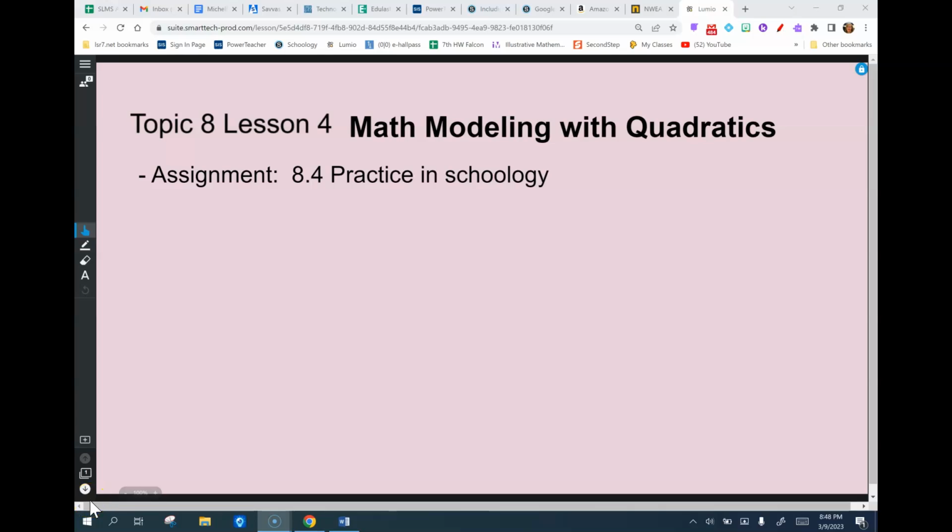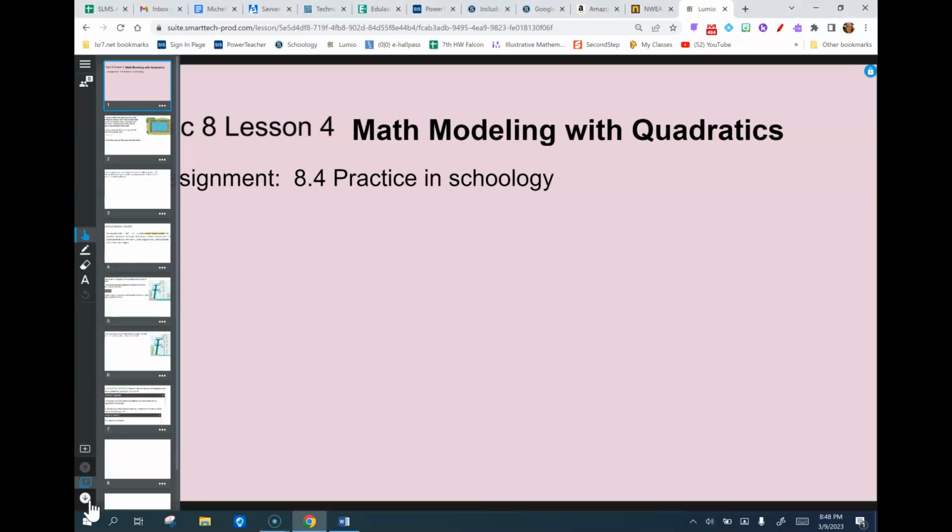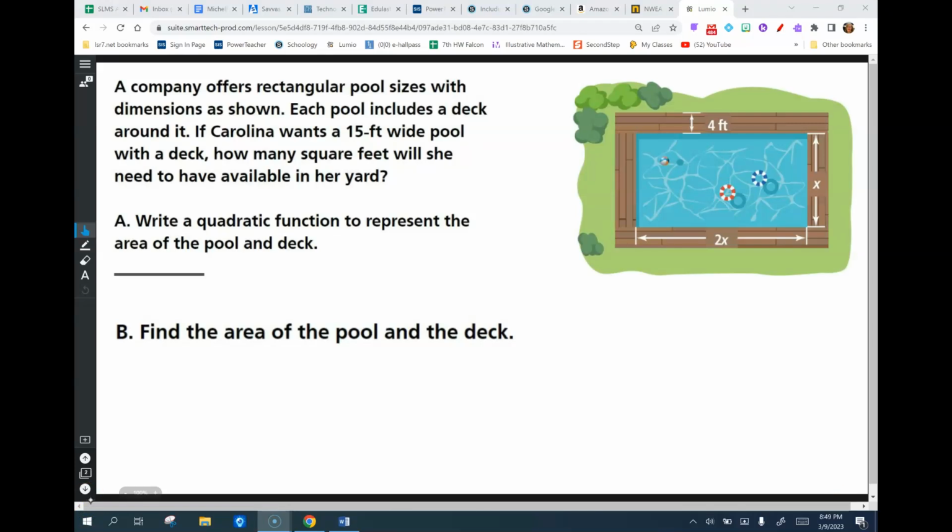So we're going to do math modeling with quadratics. We're going to be using standard form in order to see how they apply in the real world. And if you take out your packet that goes along with this, then you will see this exact problem. So you have a note sheet that is for 8.4 and 8.5. Instead of using your workbook, we're just going to do the notes right here.